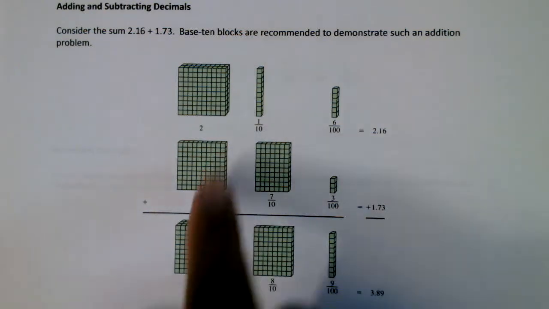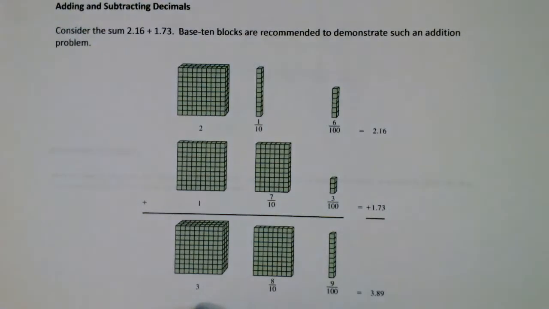And that sum would be this. We'll have 3 of the flats, 8 longs, 9 unit cubes. And that represents, in this case, 3.89.